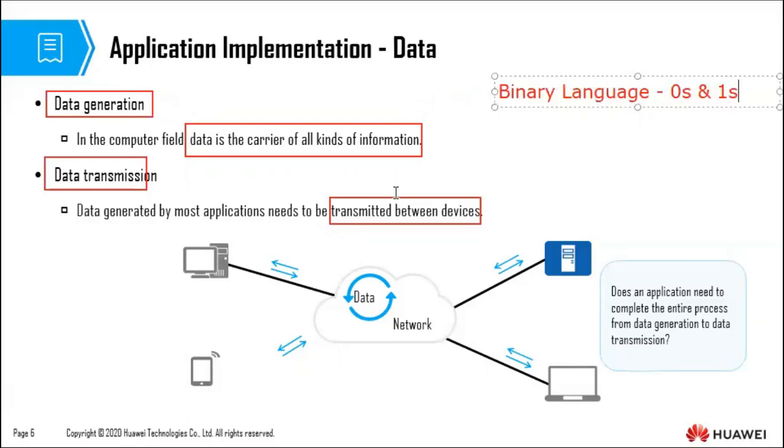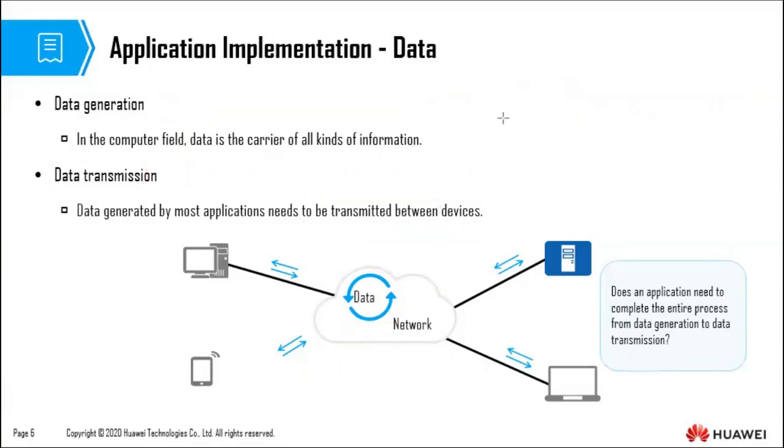Whenever we need to transmit data between devices, that is where the network comes in. Are we together? Yes. So that's why the network is important. One of the main functionalities of computer networks is sharing of information.